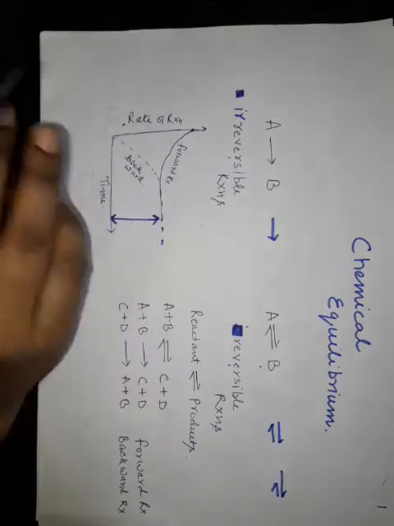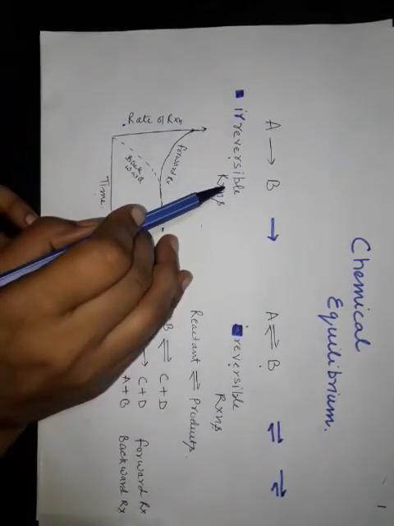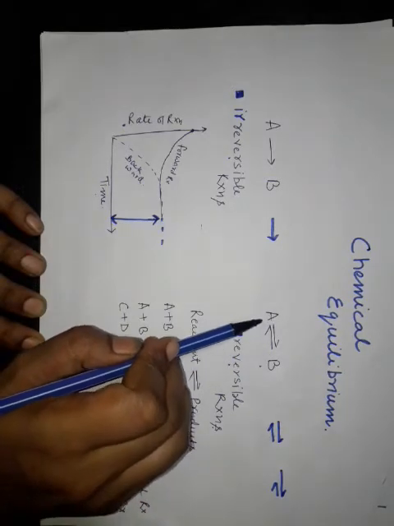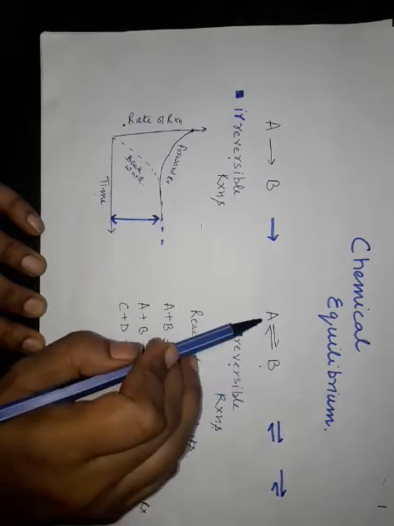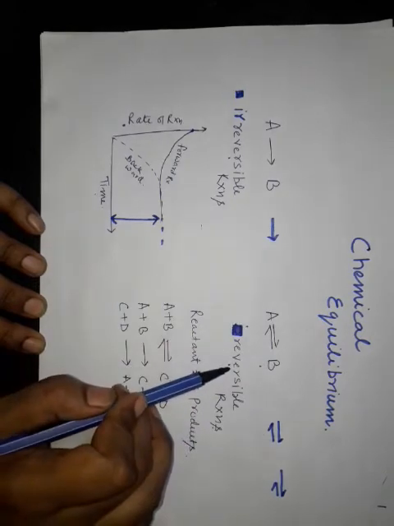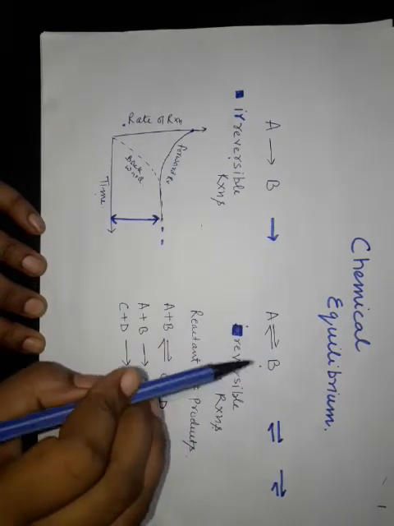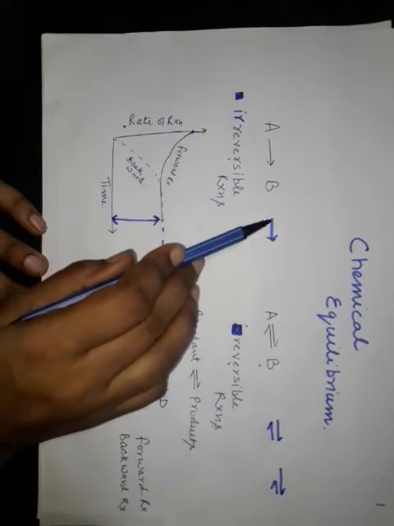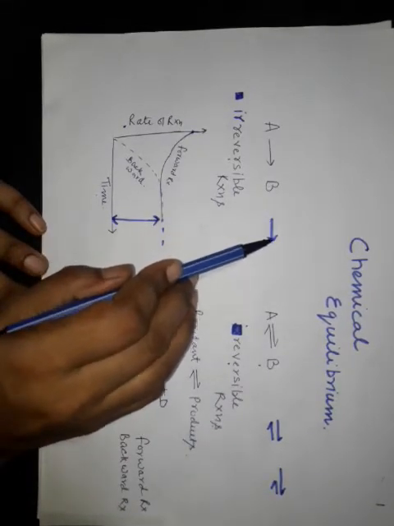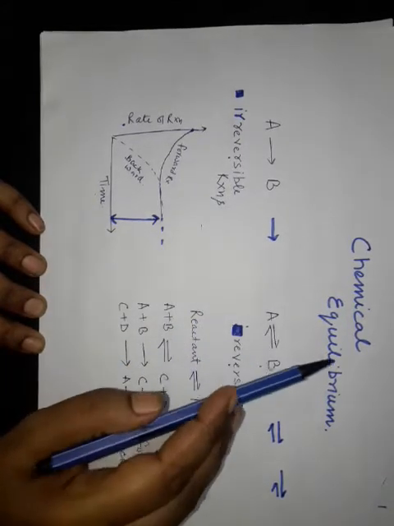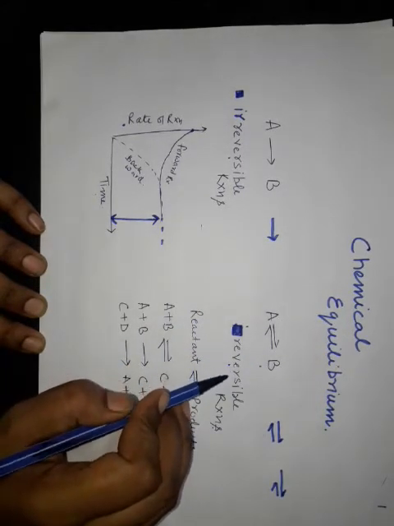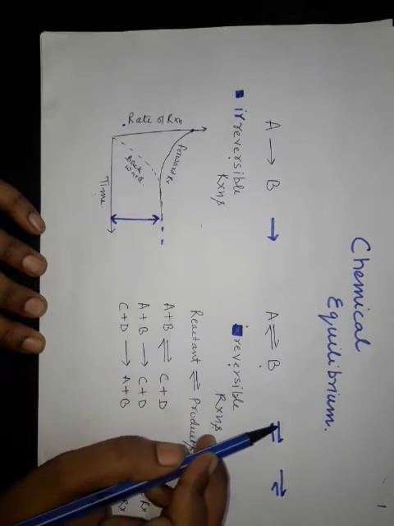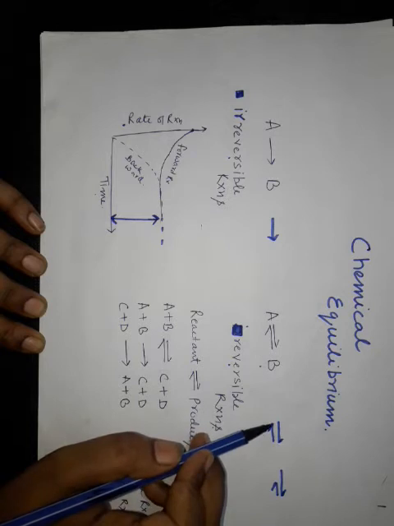Those reactions which cannot be reverted back are called irreversible reactions. But those reactions which can be reverted back, meaning reactant to product and product to reactant, are called reversible reactions. And the representation is also different. If it is an irreversible reaction, there is only one arrow, and if it is a reversible reaction, there is the representation of double-headed arrows, in the forward direction as well as in the backward direction.